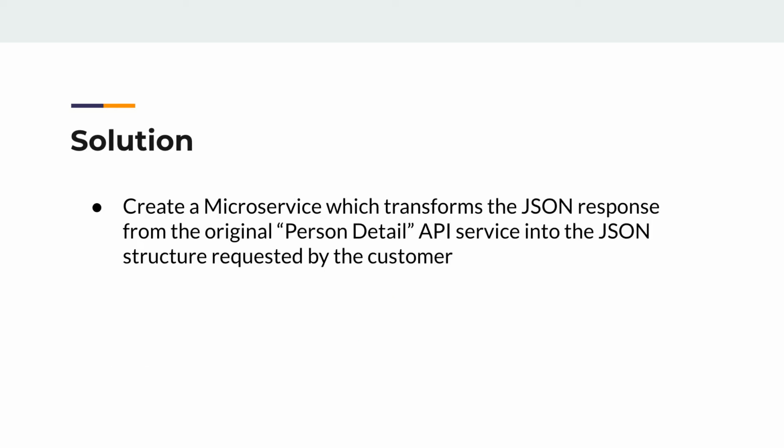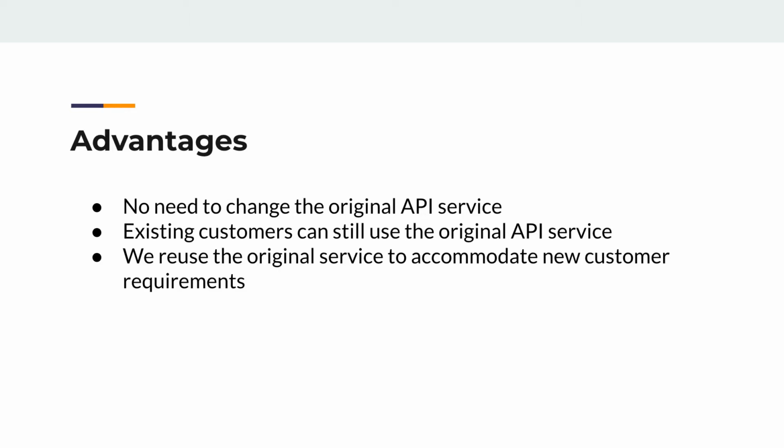The solution you might want to adopt is to create a microservice which transforms the JSON response from the original person detail service into the JSON structure requested by the customer. The advantage of this approach is that you don't need to change the original API. Existing customers can still reuse the original API, and we reuse the original service to accommodate new customer needs.